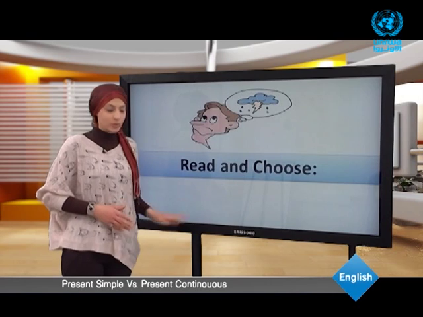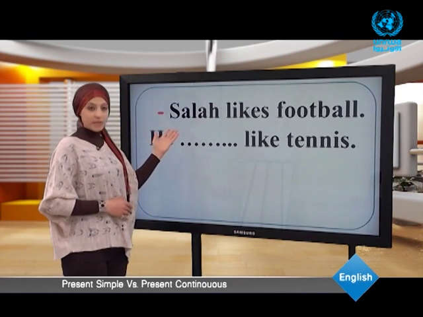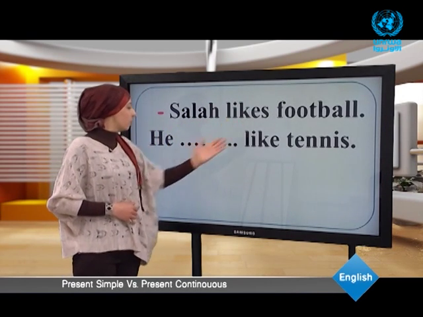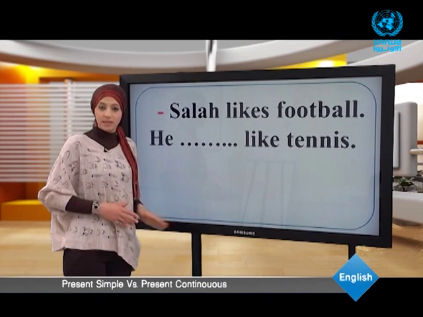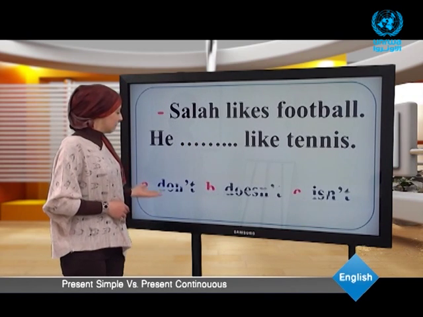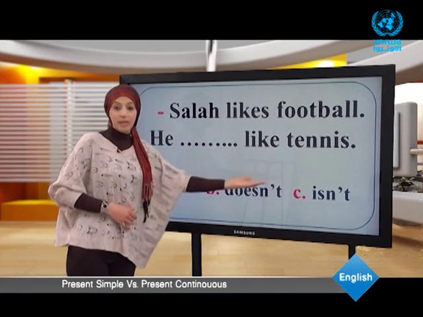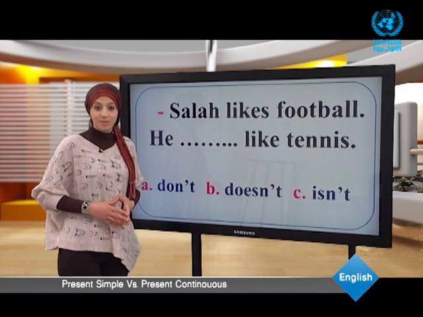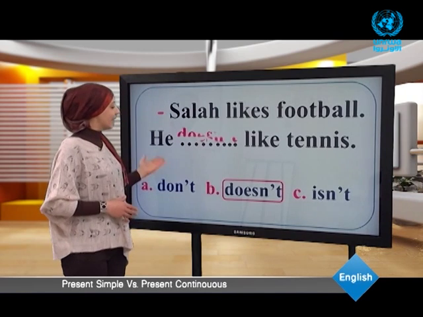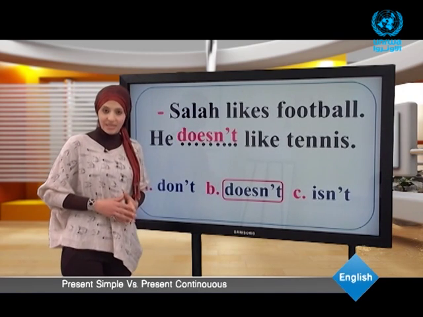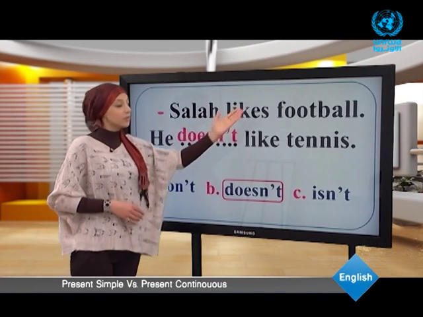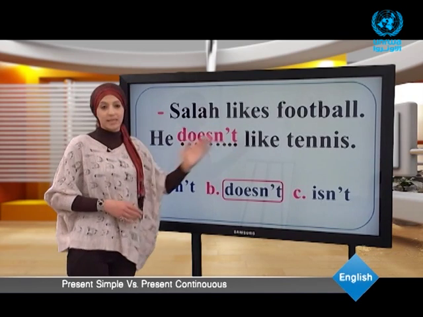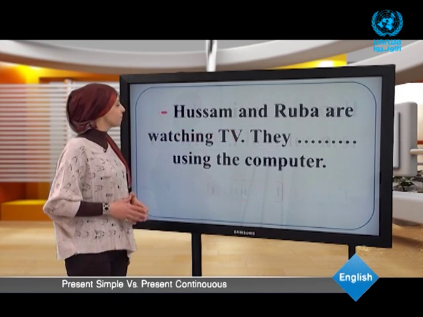Read and choose. The first one, Salah likes football. He likes tennis. Let's read the choices. Don't, doesn't, isn't. What's the suitable choice? Yes, very good. He doesn't like tennis. Read it again. Salah likes football. He doesn't like tennis. Let's move to the next one.